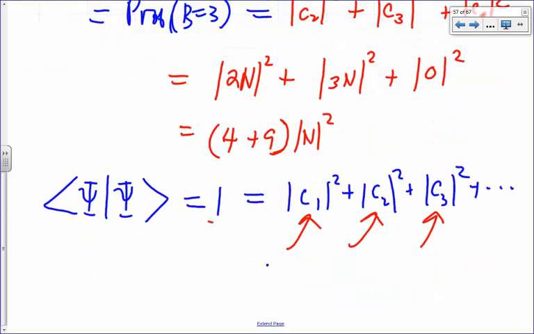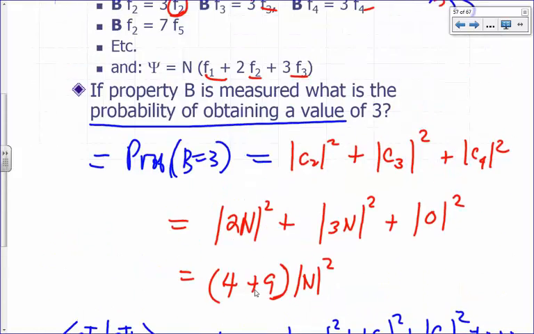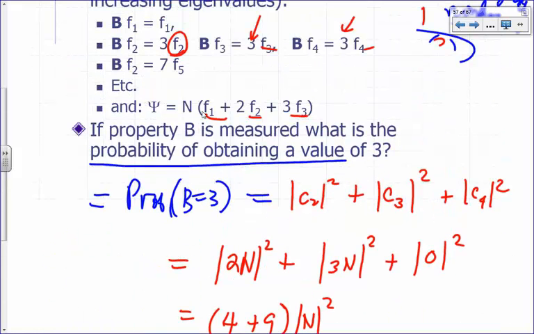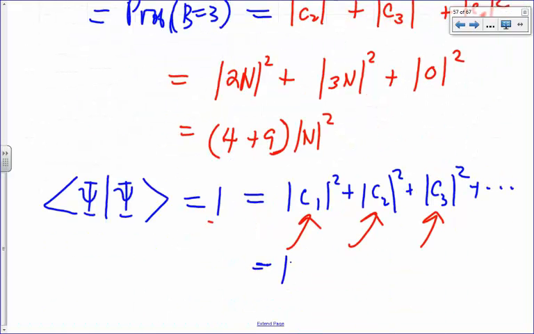So, what do we get now? What is C1 squared? N squared, right? What is C2 squared? So that means 4n squared. You've already seen that, right? And what is C3 squared? 9n squared. And everything else would be 0, right?